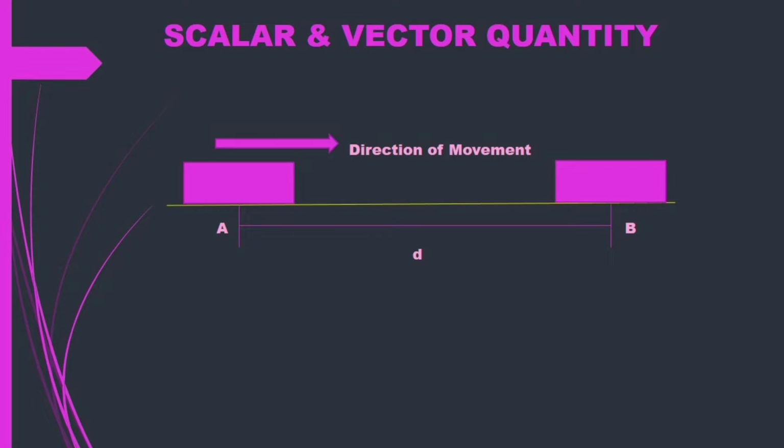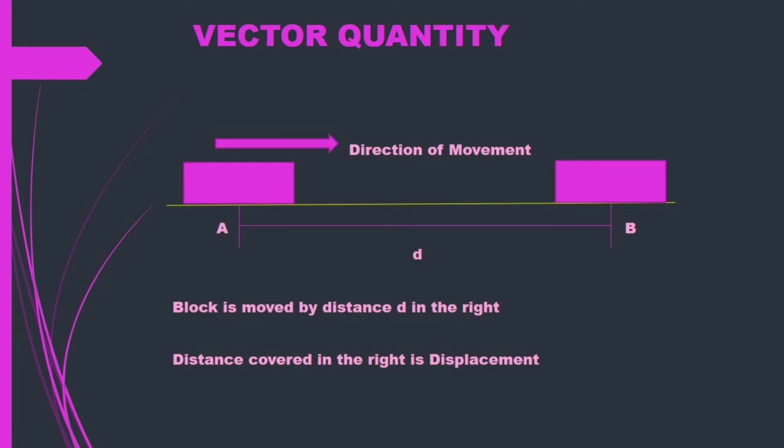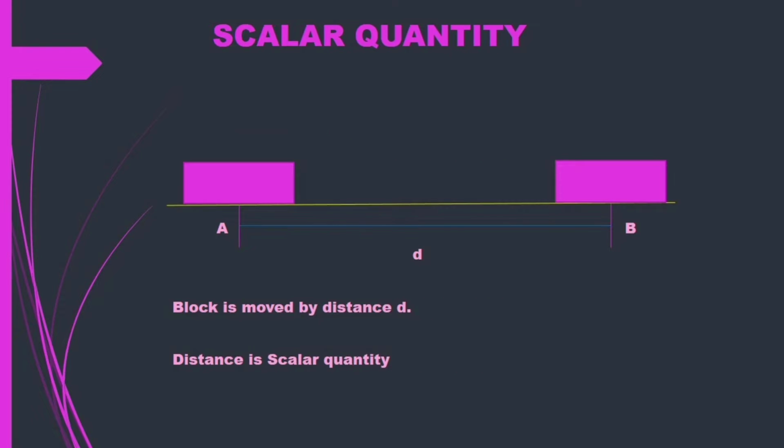Let's have a block on the ground at position A. And now we move this block to position B. So we have moved the block by distance d. Let's say that is 10 meters. So now, can you define if this measurement, 10 meter, is vector or scalar? We just know the measurement of 10 meters. We just know the magnitude of the movement.